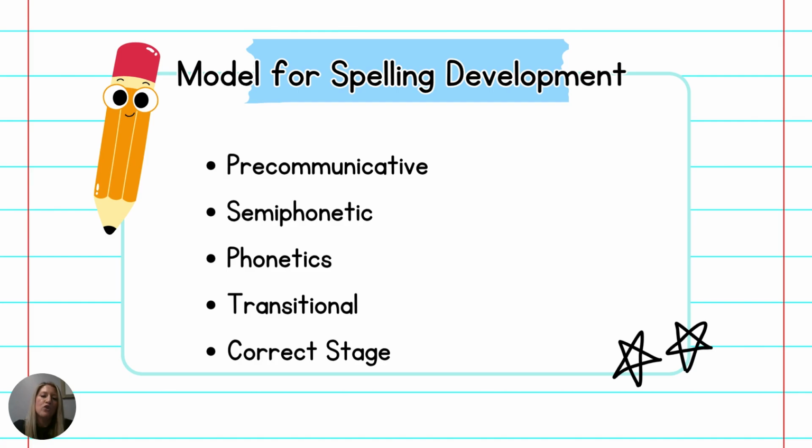Then after that, we go to transitional, and that's where students are depending on that phonetic knowledge, but also the previous experience with words, and they are also beginning to gain morphological knowledge. And then at the end, we have the correct stage. During that stage, students are understanding all of the patterns and the rules, and they are able to spell conventionally.